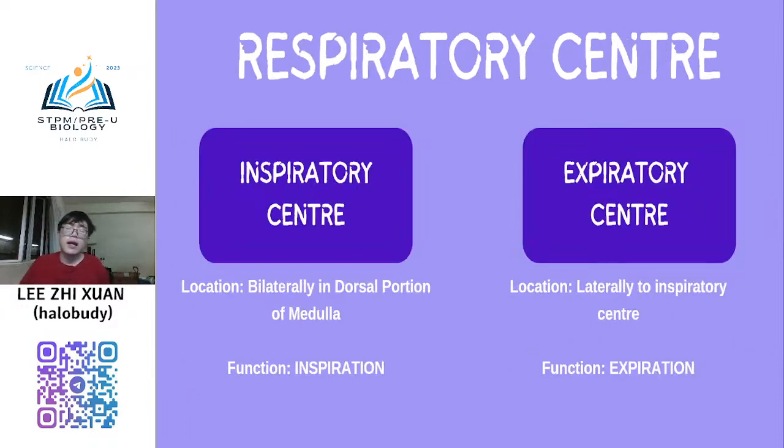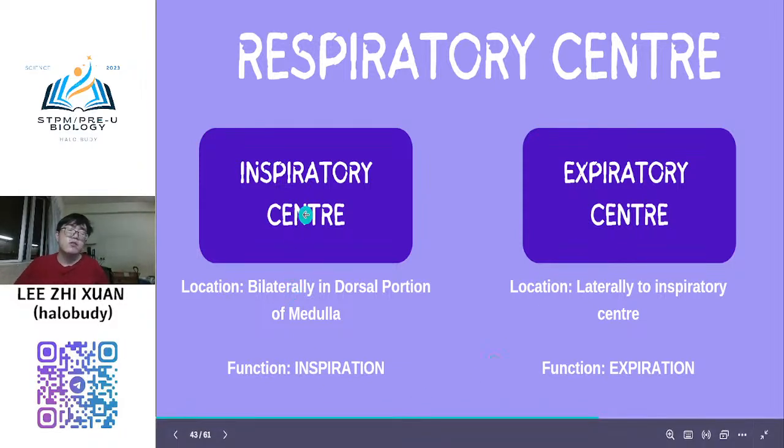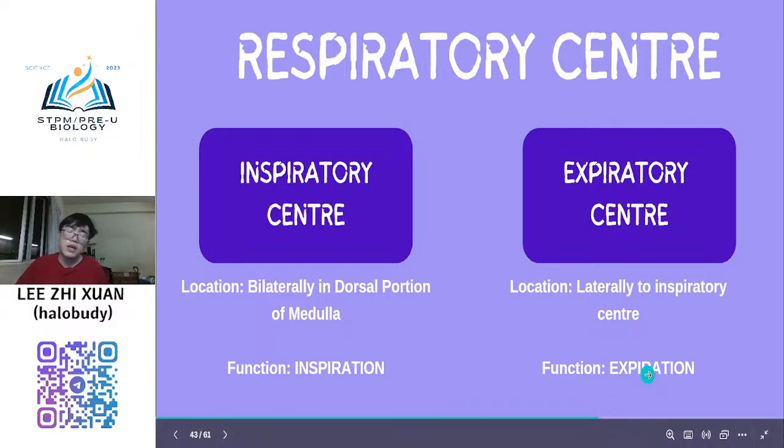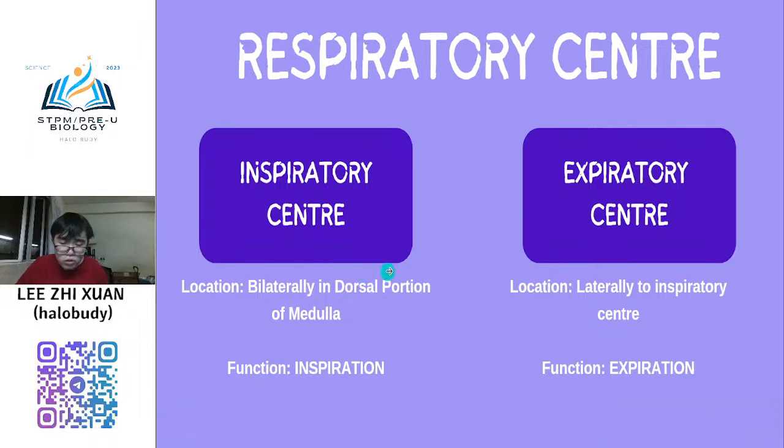Okay. Another one is about respiratory center. I already explained it. So there are two types, inspiratory center and expiratory center. And then the function is very simple. Inspiratory center, when it is stimulated, it will increase the rate of inspiration. And expiratory center, when it is stimulated, it will increase the rate of expiration. And then the location normally is at the medulla oblongata also. Both are in the medulla oblongata, just they are located side by side only lah.